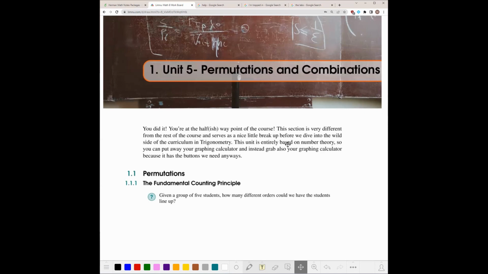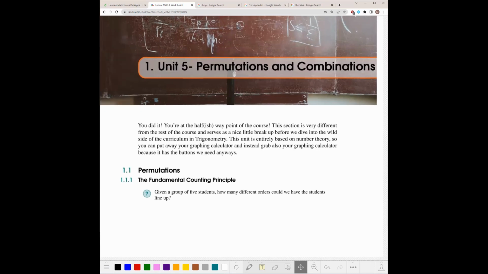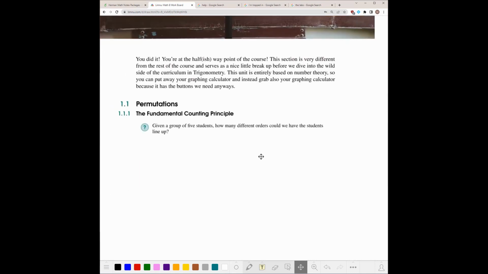So in this video, we're going to cover 2 things: the fundamental counting principle. No, I lied. 3 things: factorial notation and general permutations and solving them. So let's start with the problem. Given a group of 5 students, how many different orders could we have the students line up in?